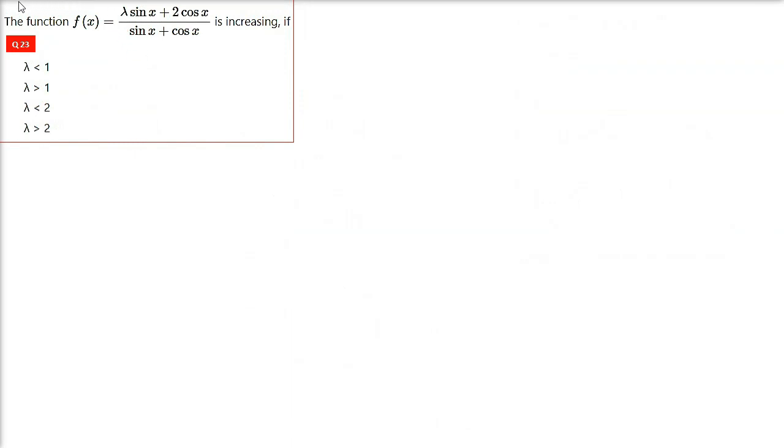The function f(x) equals lambda sin x plus 2 cos x by sin x plus cos x is increasing if. So this f(x), we will differentiate and put it greater than 0, and we will get the value of lambda with a certain relationship with other numbers. We have done so much differentiation up till now that I leave it to you. It will save your time and my time also, because you already know f dash x.